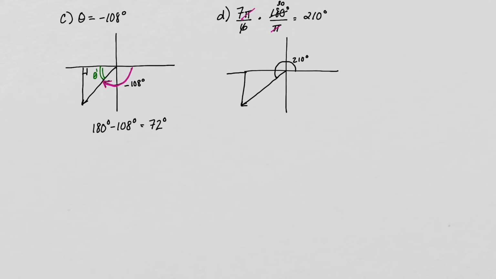Again, I'm going to make that reference triangle. So this reference angle is just going to be the part that's in here. So what would we do to find how much is in there? If the whole thing is 210 degrees, how am I going to find how much that little piece is?